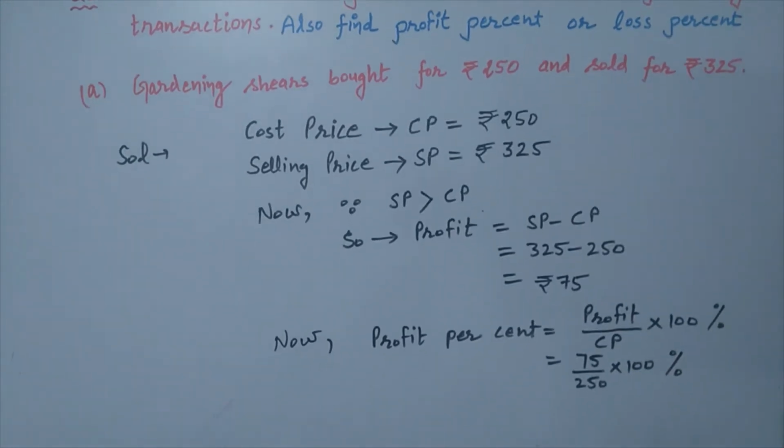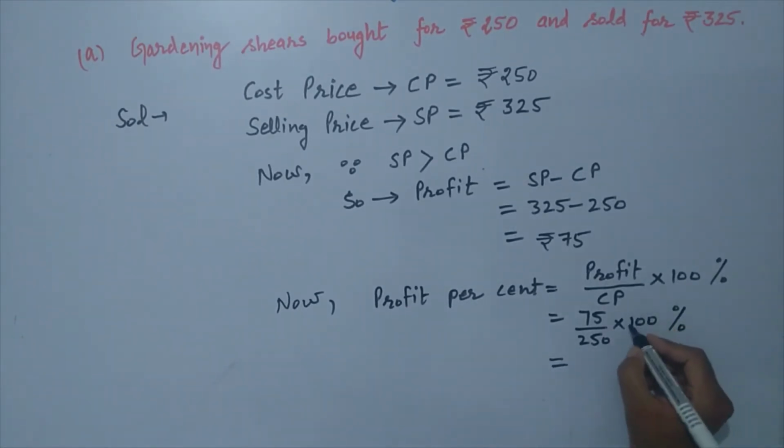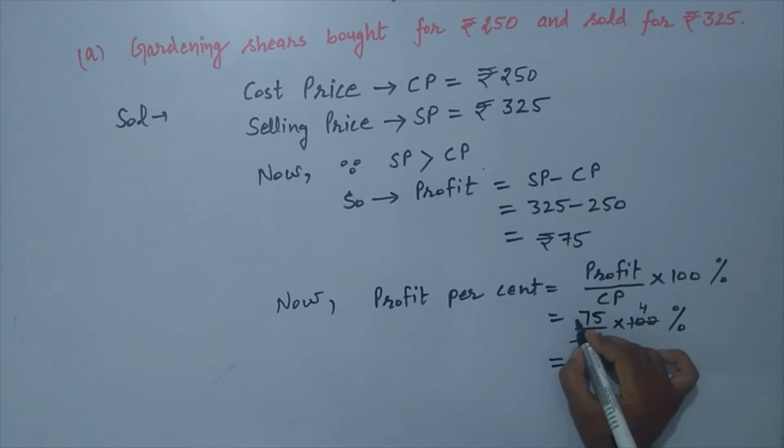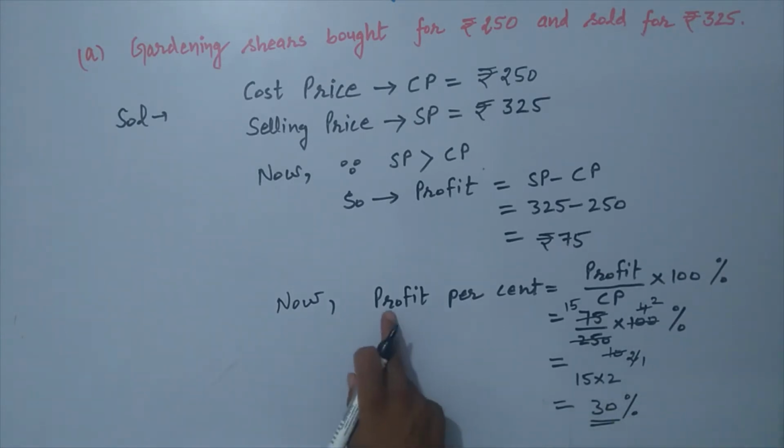Now we solve this. This is equal to 25 into 4, 100, 25 into 10, 250, 5 into 2, 10, 5 ones are 5, 5 fives are 25. So we have 15 into 2 ones are 2, 2 twos are 4. 15 into 2 equal to 30%. So what is this 30%? Profit. Profit is equal to 30%.